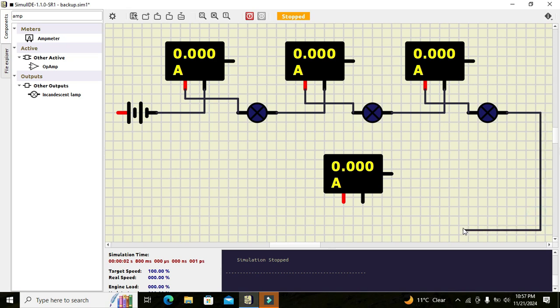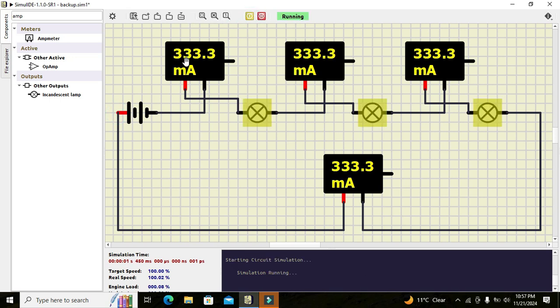So again we will go and connect it with the negative one, and positive with the positive terminal of the battery. So now we will run it. So now you can see that the current at every point is the same.